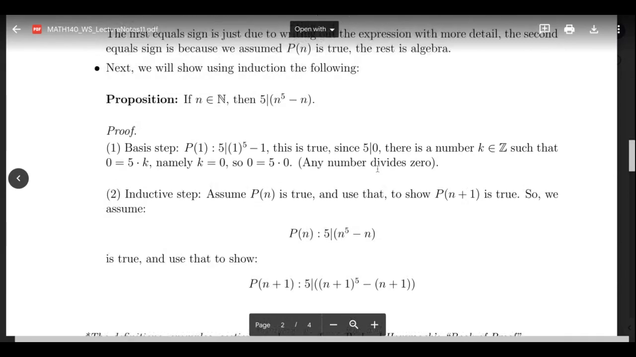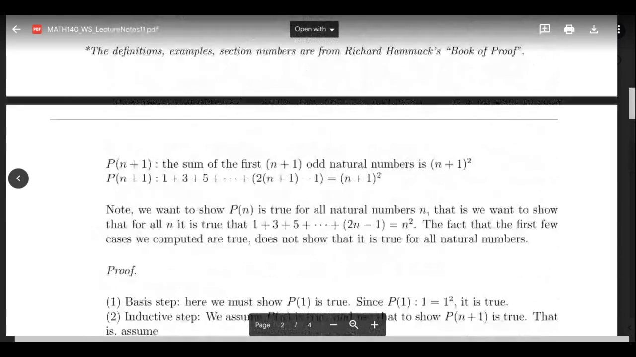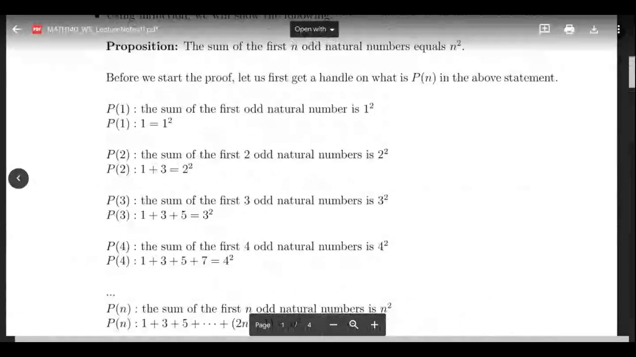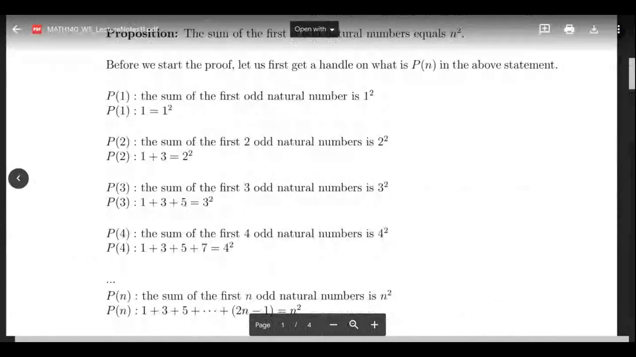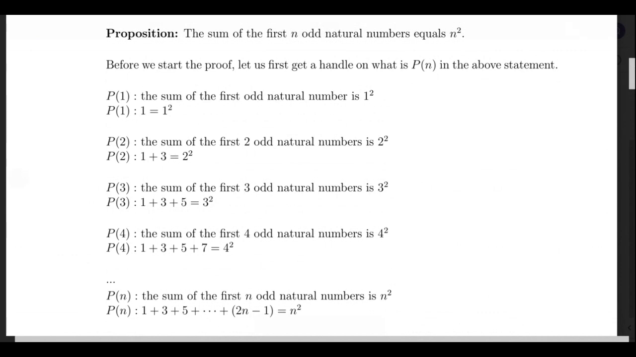Okay, let's go over the algebra. Let's think about odd natural numbers. Natural numbers are 1, 2, 3, 4, 5, so on and so forth, right? Then odd natural numbers are 1, 3, 5, 7, 9, 11, so on and so forth. So 1 equals 1 squared, which is true. 1 plus 3, the sum of two odd natural numbers, is 2 squared. The sum of 3 odd natural numbers is 3 squared.